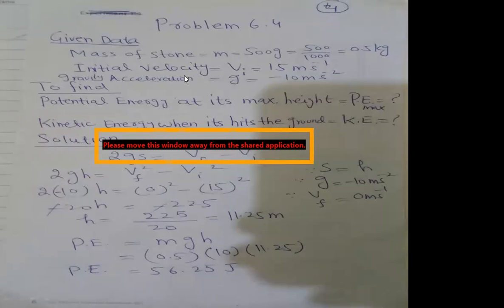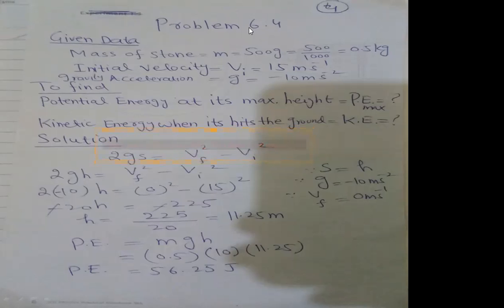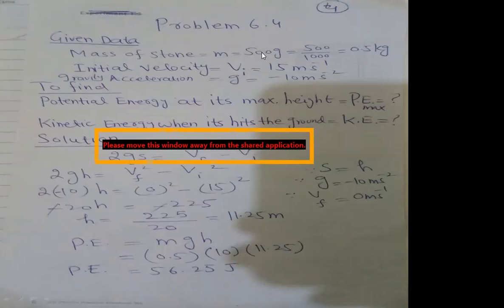The mass of the stone is given as 500 gram, and the unit of mass should be kilogram. So how will we convert this into kilogram? Divide 500 by 1000, because the SI unit of mass is kilogram. I have already told you many times that the SI unit of mass is kilogram, that's why I'm converting 500 gram into kilogram by dividing by 1000. 500 divided by 1000 gives 0.5 kilogram. So I have converted the mass into kilograms.